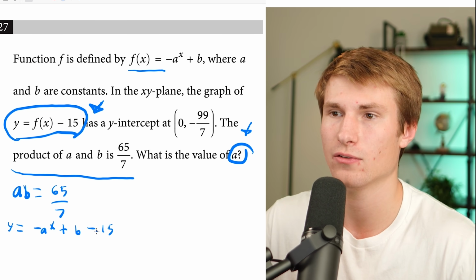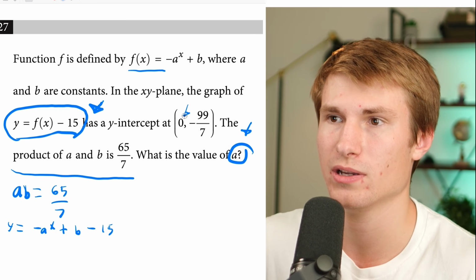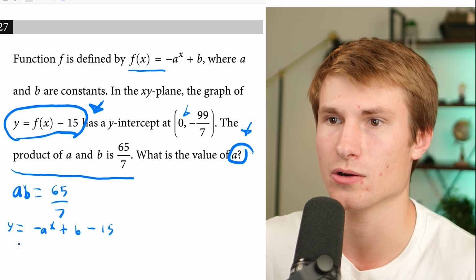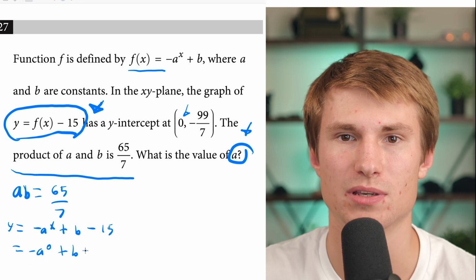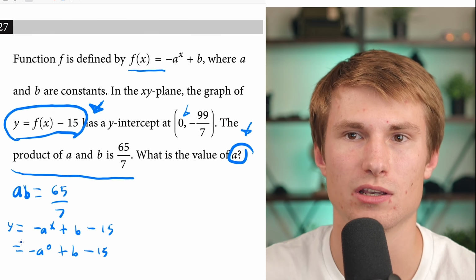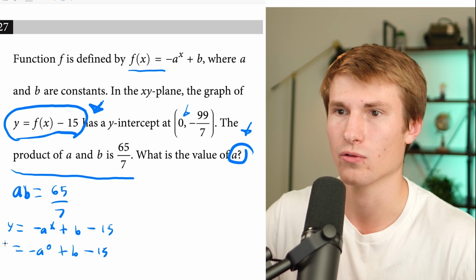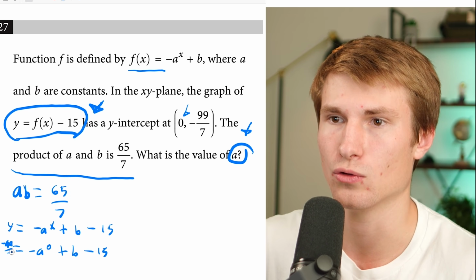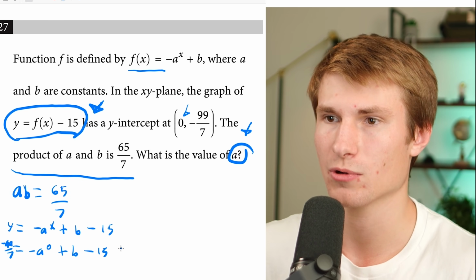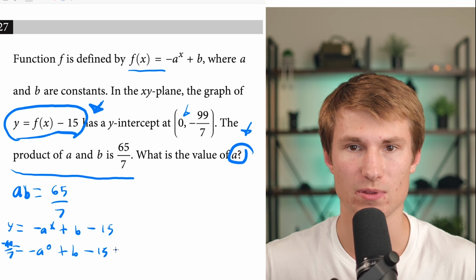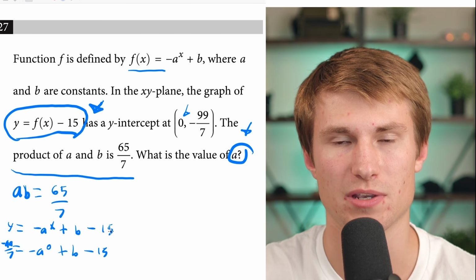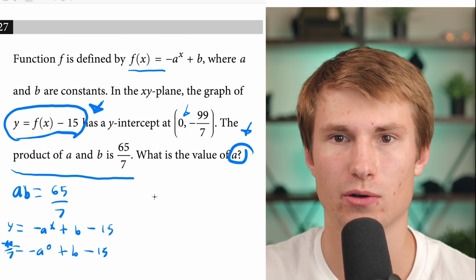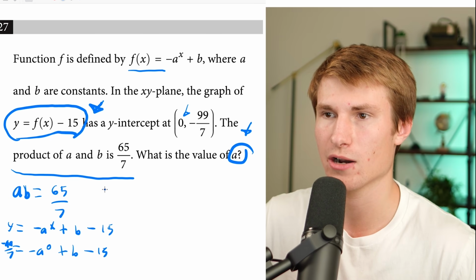Now that we have the value of y, let's go ahead and substitute in our points. So we have this point of x being 0, so that would equal negative a to the power of 0 plus b minus 15 is going to equal that value of negative 99 over 7. Now from here, what we're going to look to do is solve for the value of b, and then we can use b in order to get the value of a using this equation up here. So to solve for b, we can go ahead and write this, and I'll try to write it out a little bit bigger up top.